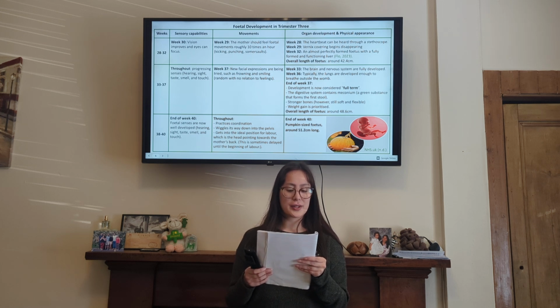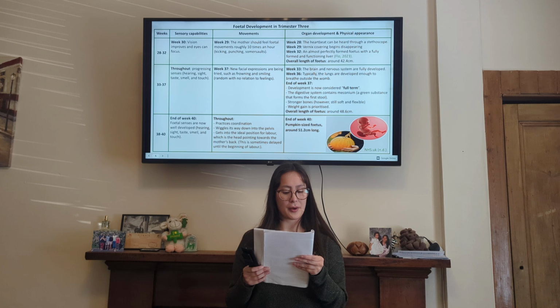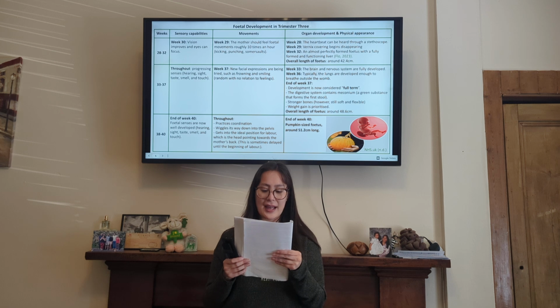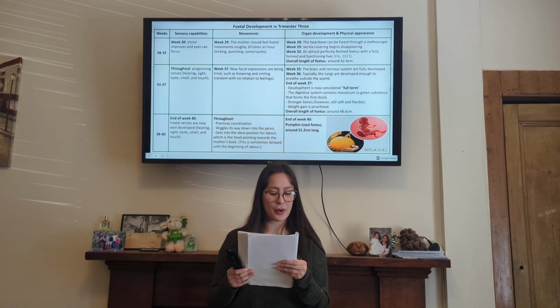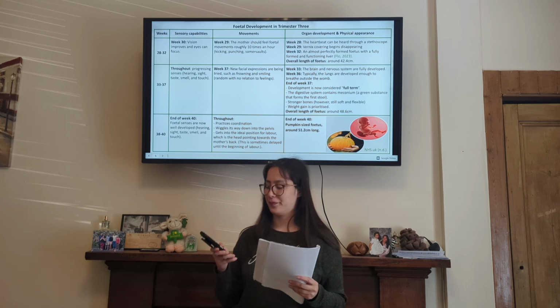By week 40, all sensory capabilities are well developed, and coordination is being mastered in preparation for the first outside world interactions. As focus shifts to delivery preparation, it wiggles its way down and enters the pelvis, getting ready and comfortable for its big appearance. The ideal labour position is achieved when the head points down towards the mother's back. However, this step is sometimes delayed until labour begins. At this point, the fetus size resembles a pumpkin, around 51.2 centimetres long.